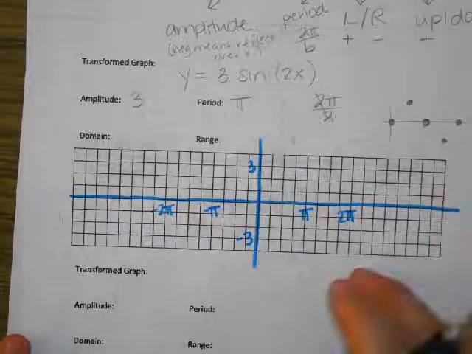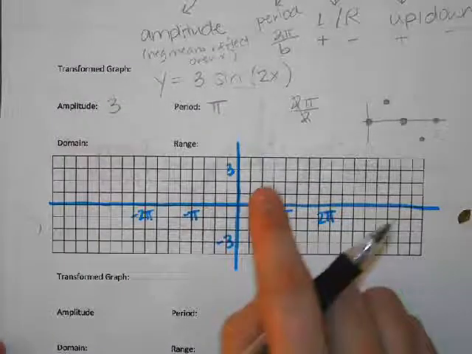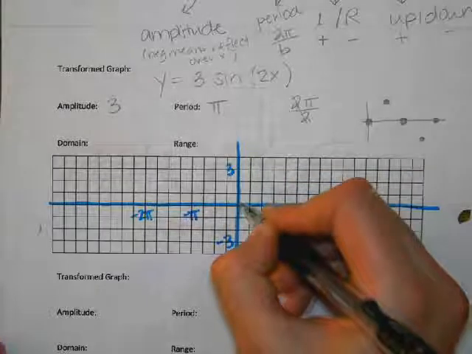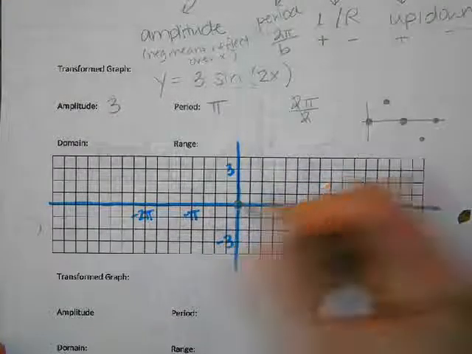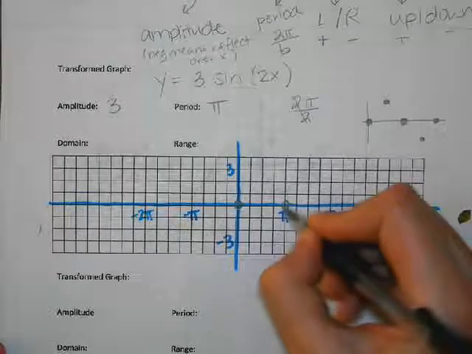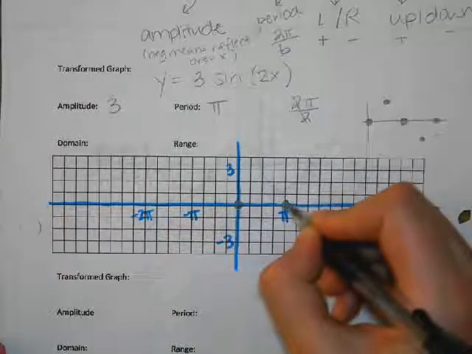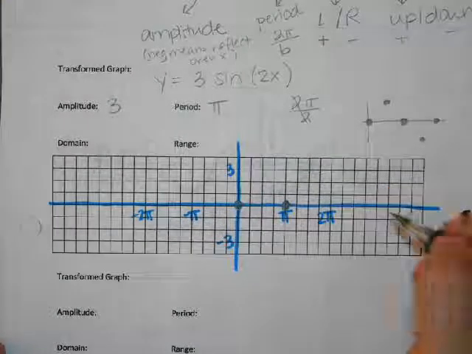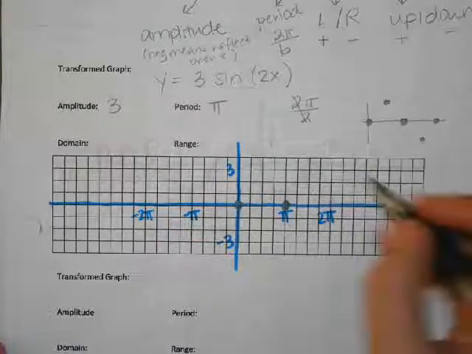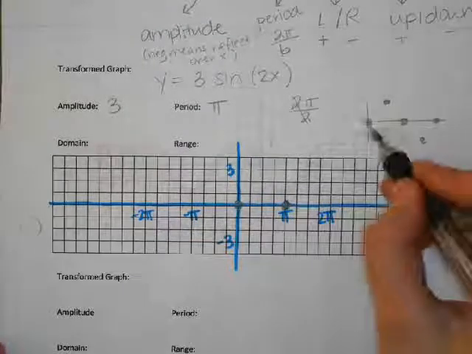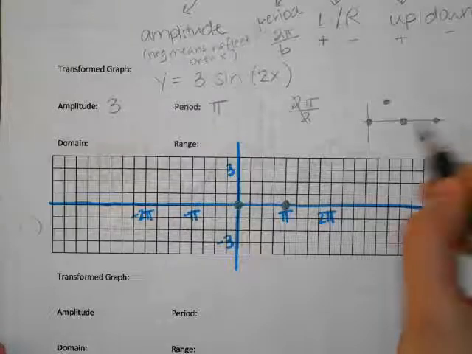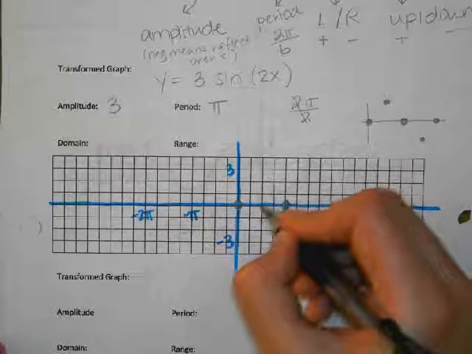Okay. So for this graph, it has a period of pi. So we're going to start at 0, and it's going to end at pi at 0. So we start at 0 and end at 0. Oh, wait, we start at 0, we end at 0. We hit 0 in the middle.